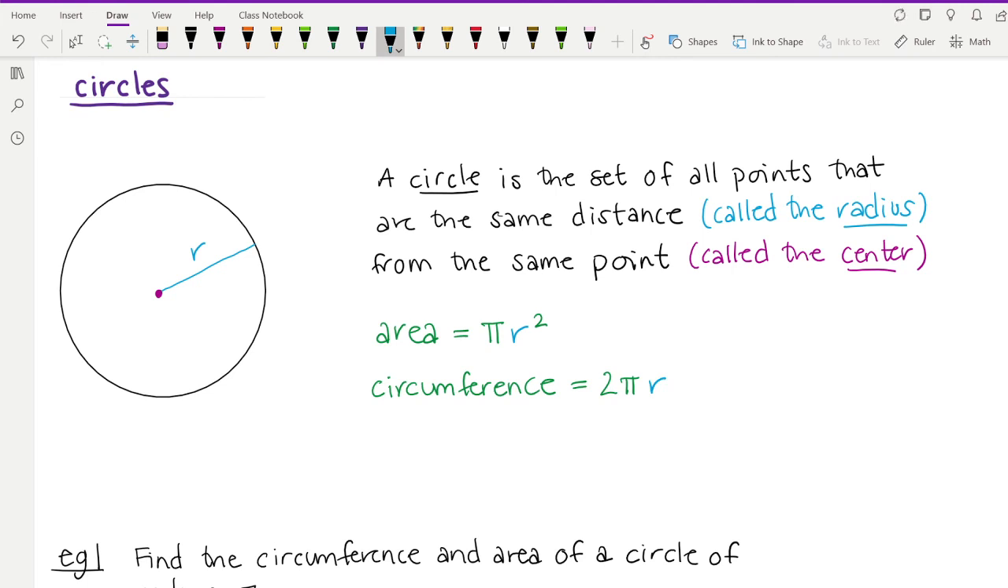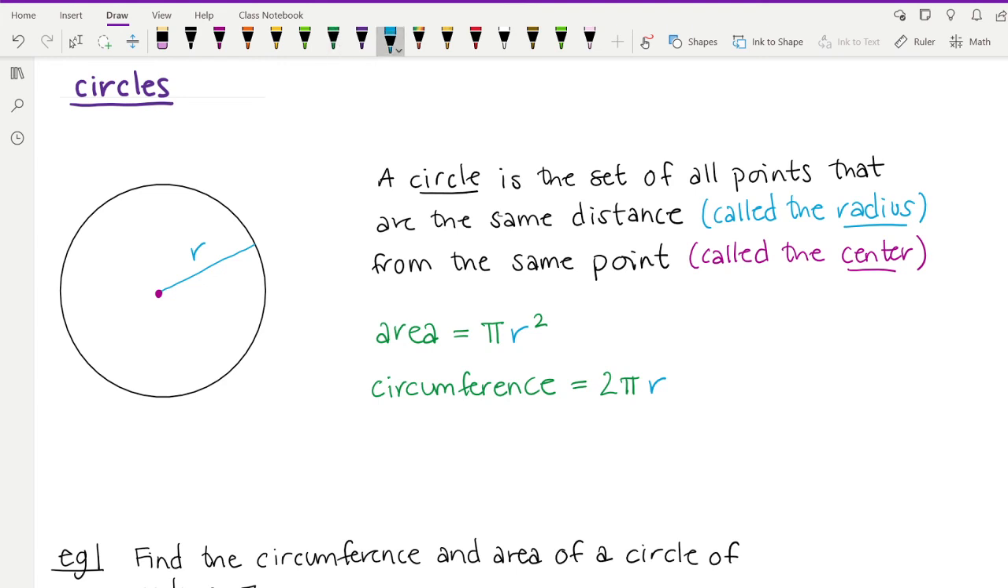I see students mix up these two formulas a lot. The easiest way I think to remember them is to think about units. If you are measuring the area of something, what kind of units would you use? For example, would your units be inches or square inches? They should be square inches, right? Because you're measuring a two-dimensional shape when you're doing area.